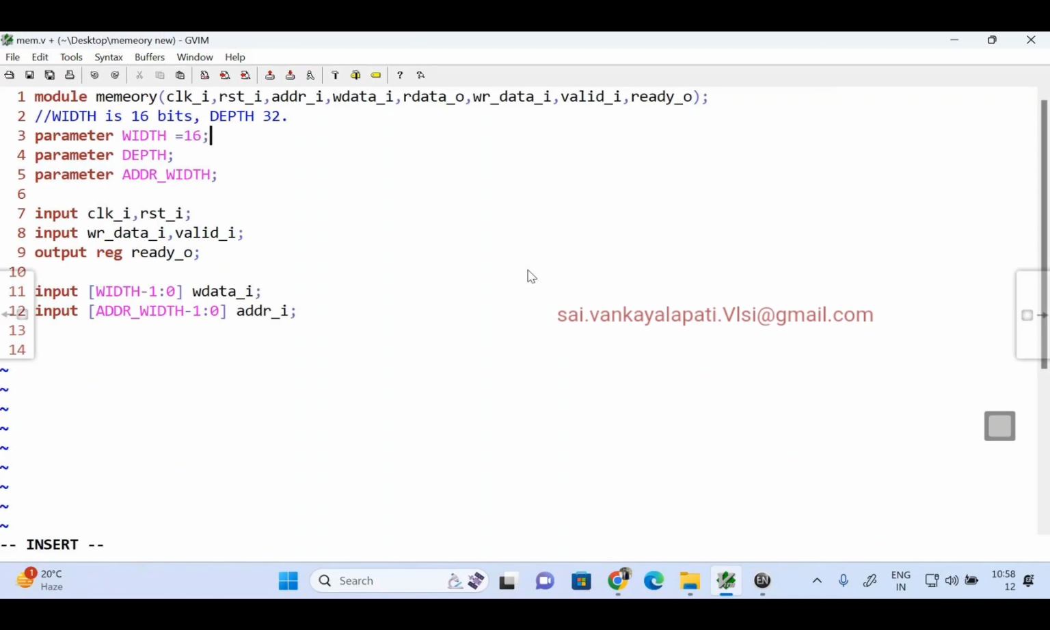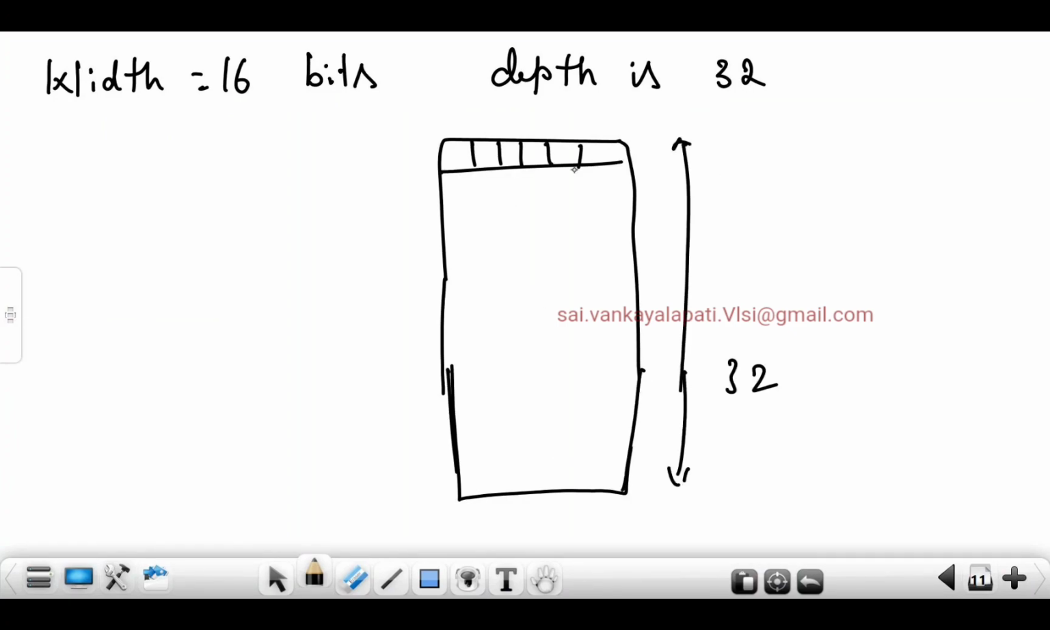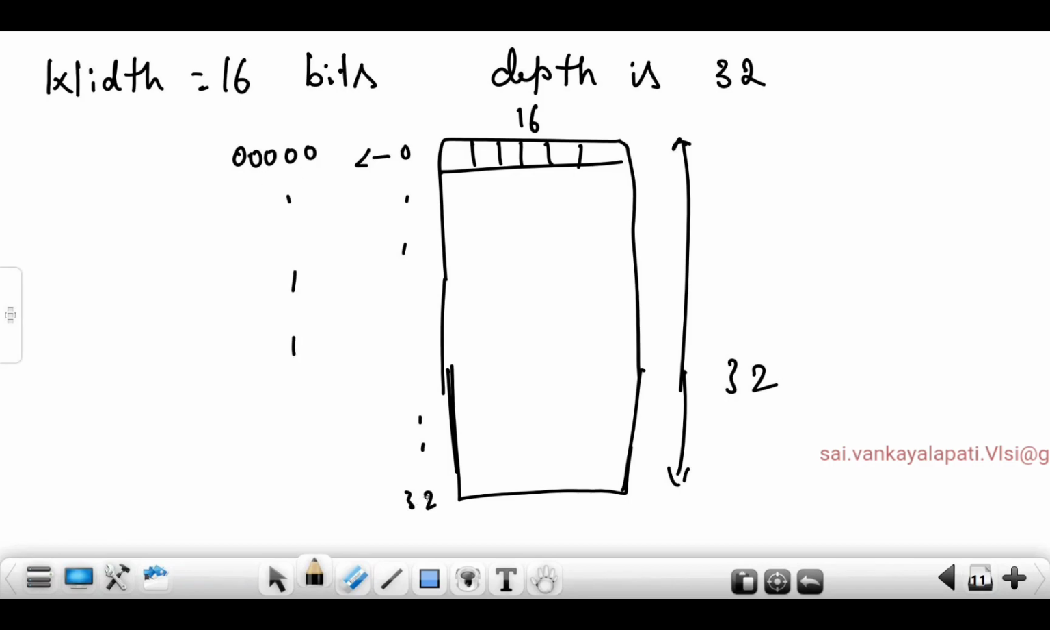Now I should declare the parameter values. What is the width? 16. What is the depth? 32. From this, what is the address width? Address width is 5. You understand? What is the width of the write data? 16. What is the width of the address? 5, so 4 down to 0 means 5 bits. Depth is 32, width is 16. These are the address locations 0, 1 up to 31. To represent this address, 5 bits are required. Up to 31 is 1, 1, 1, 1, 1. This is what we are modeling now.